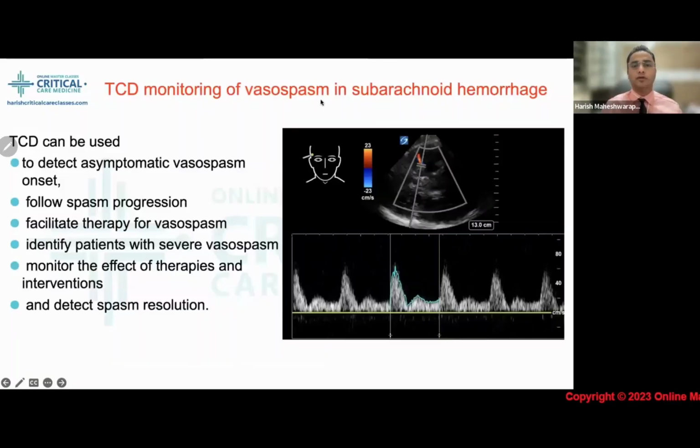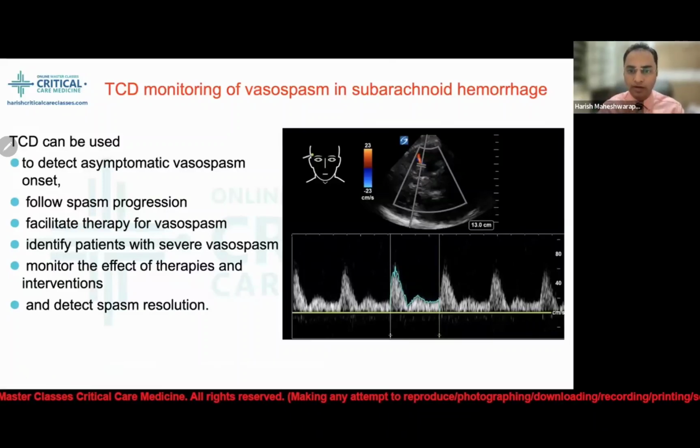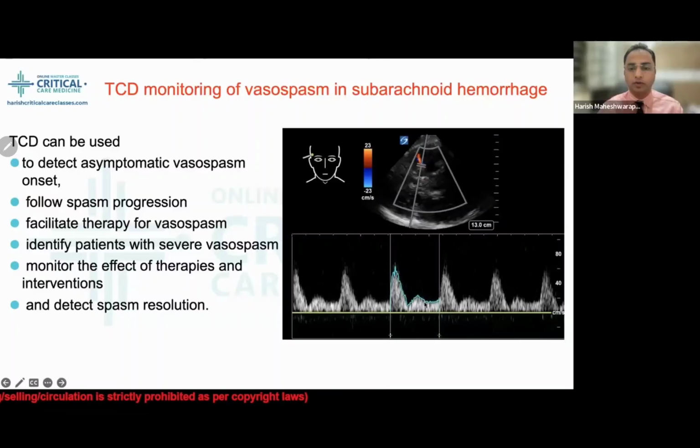TCD monitoring for vasospasm in subarachnoid hemorrhage. This is one of the important clinical applications of TCD in a neuro-intensive care unit or maybe a multi-specialty intensive care unit. If you identify the middle cerebral artery through the transtemporal window, this gives a waveform like this. This is the systole, this is the diastole, and somewhere here comes the mean flow velocity.